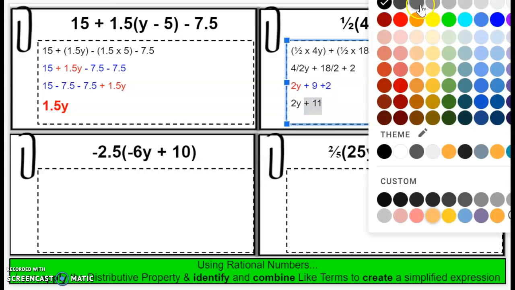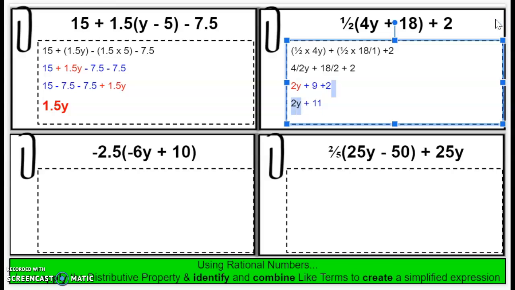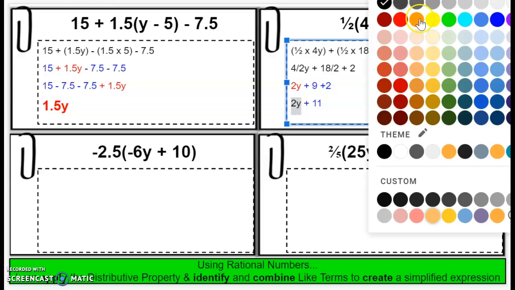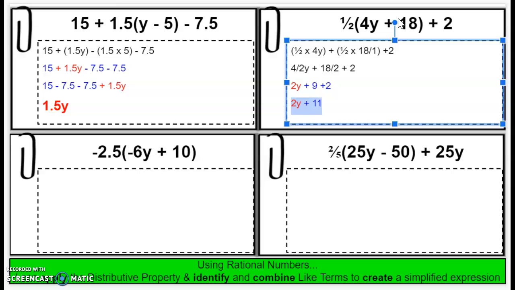So let me show you those colors so you can go ahead and see how that all worked out. And then I'm just going to make this a little bit bigger. You don't have to change the size or anything of that. I just want you to be able to see that. So for the first two problems, we were able to then simplify. Here we have 2 terms, one term being 2y, the second term being positive 11. Here I just have a one-term expression, 1.5y.